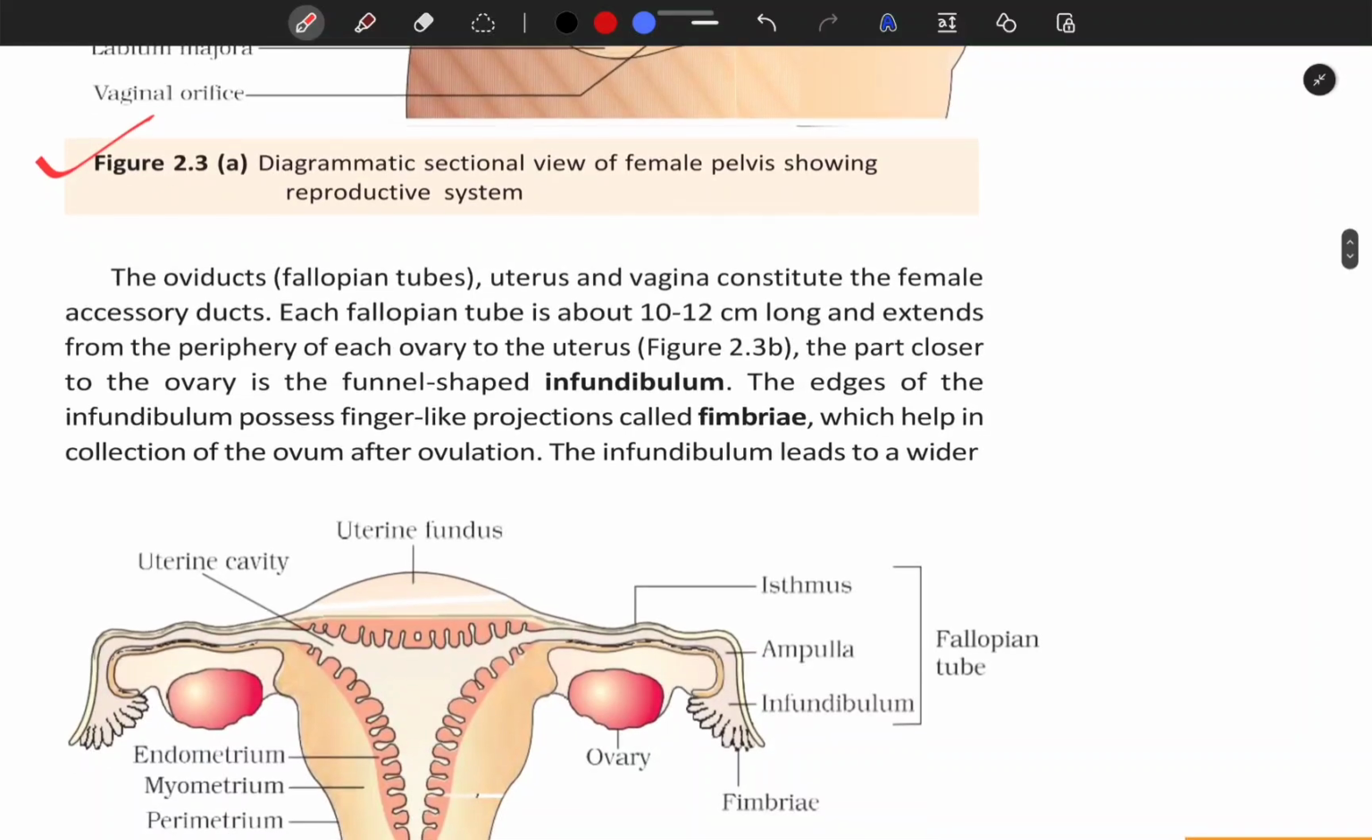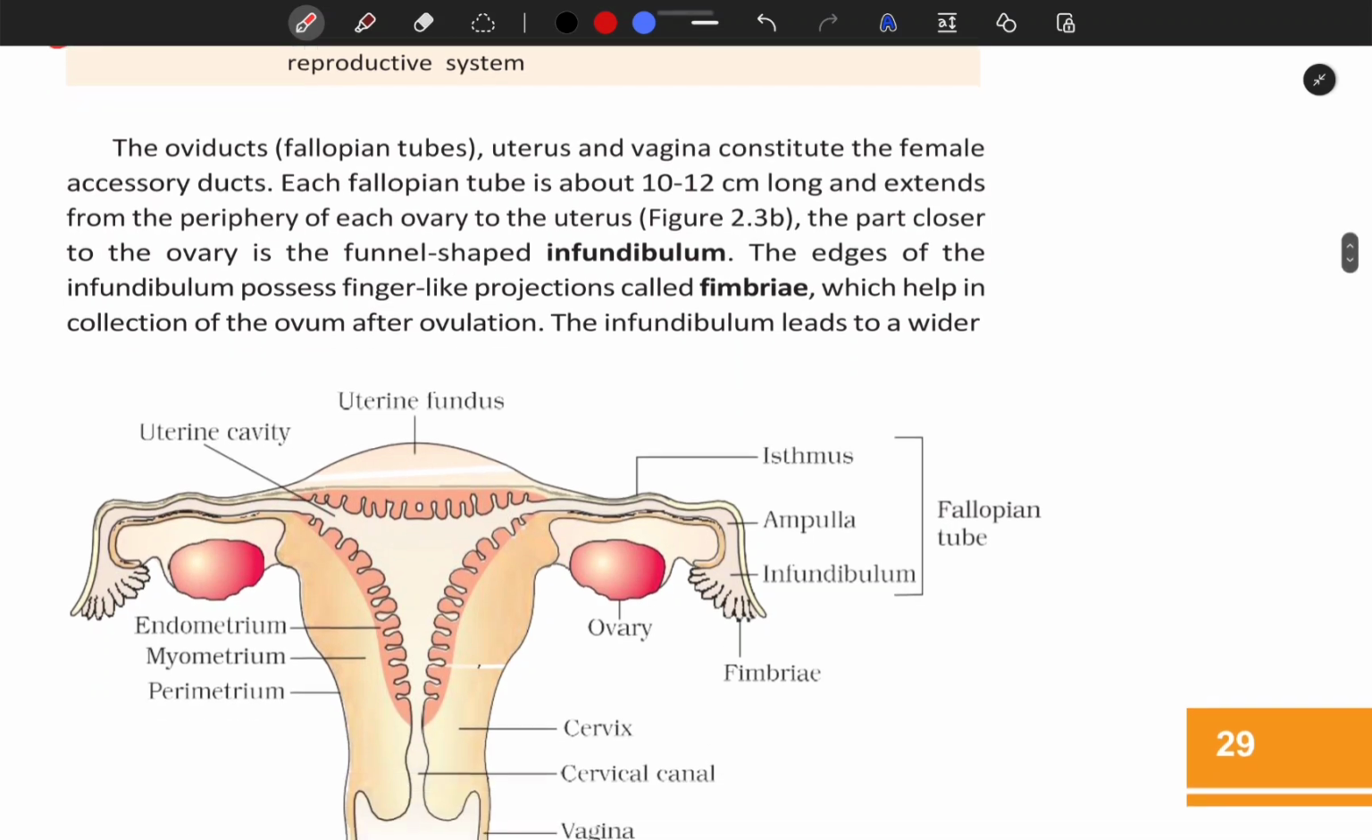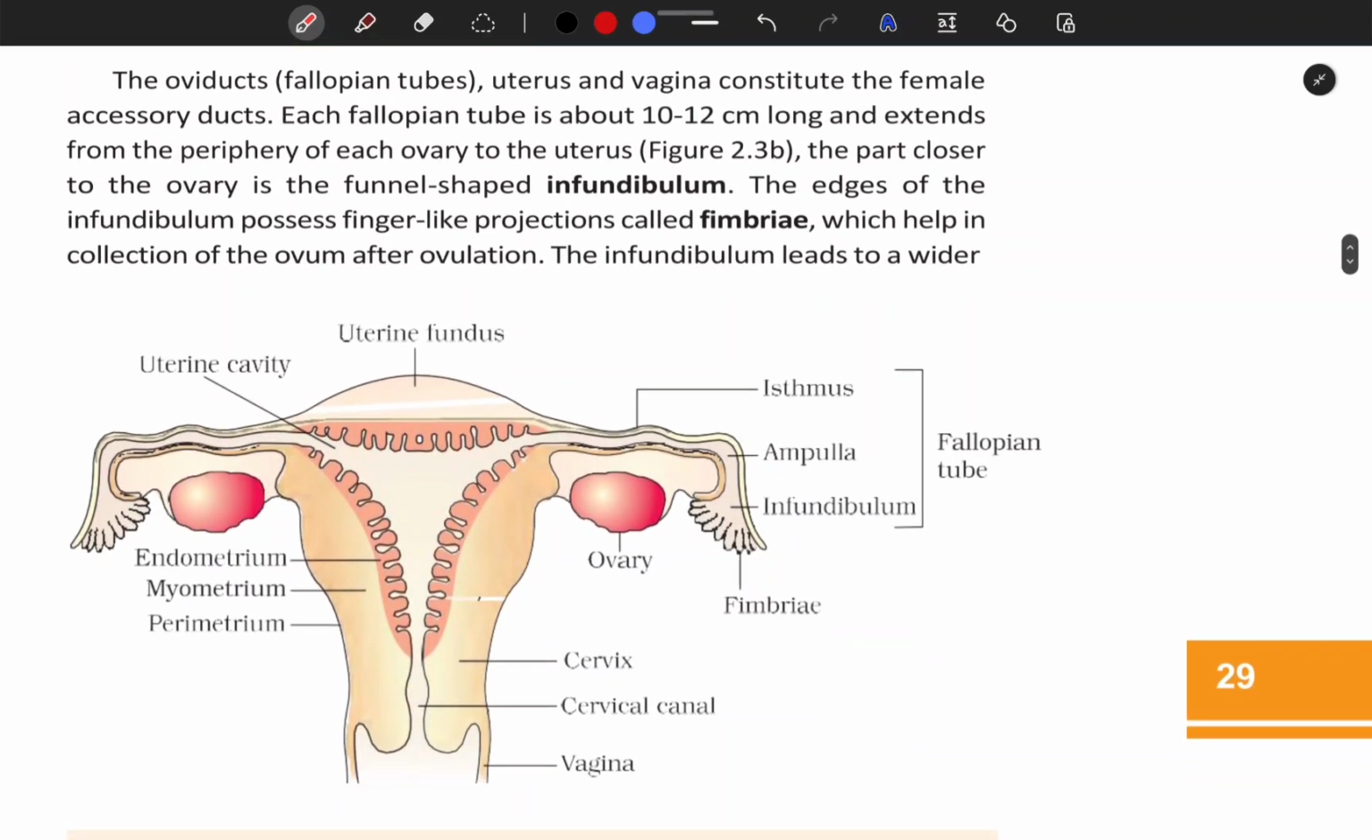The oviducts, that is fallopian tubes, uterus and vagina, constitute the female accessory ducts. Each fallopian tube is about 10 to 12 cm long and extends from the periphery of each ovary to the uterus, as shown in figure 2.3b. The part closer to the ovary is the funnel-shaped infundibulum. The edges of the infundibulum possess finger-like projections called fimbriae, which help in collection of ovum after ovulation.